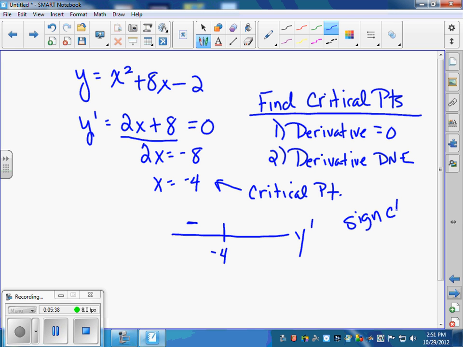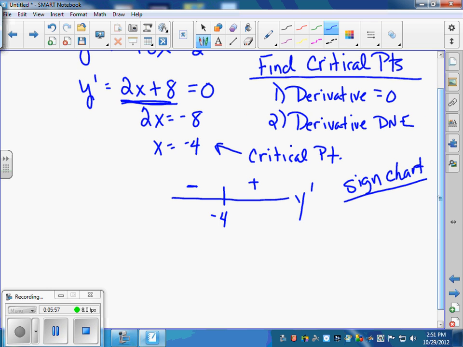So after we find our critical points, our next step is going to be to fill out a sign chart. Pick a number bigger than -4. So let's do 0. If I put 0 into my derivative, now remember we're using the derivative, then I'm going to get a positive number.